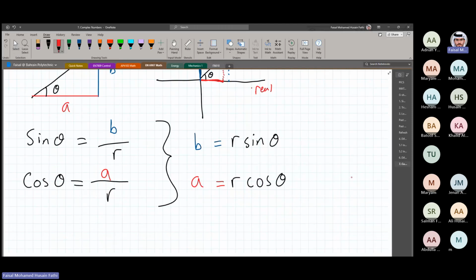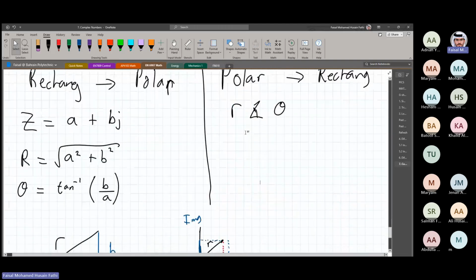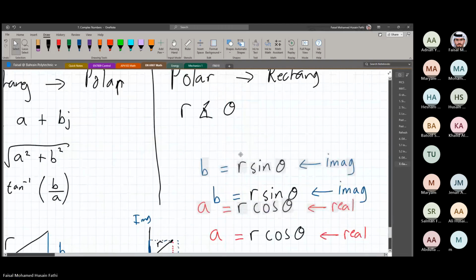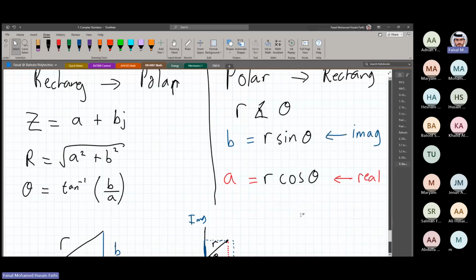Remember that this is our real value and this is our imaginary value. And that's it. This is simply how it's done. So we are given R and theta. All we have to do is find our real and imaginary numbers by doing R sine theta for the imaginary and R cosine theta for the real. And that's the end of complex numbers.